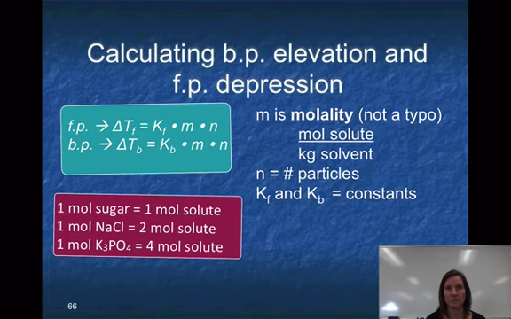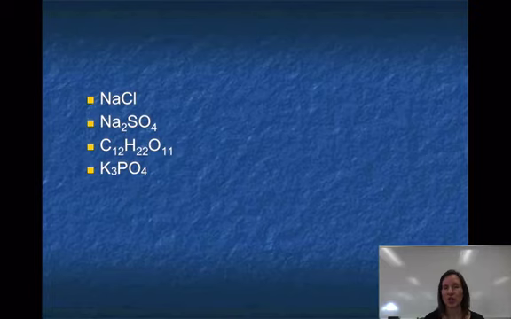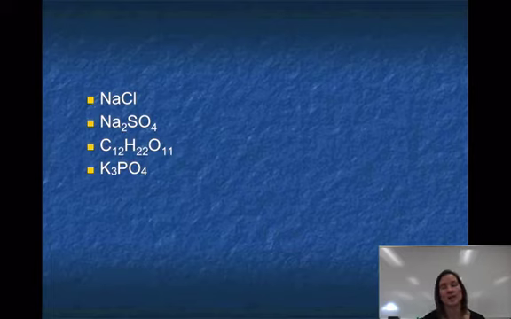And then you multiply that by a constant to see how the boiling point or the freezing point changed. So here are 4 potential solutes for us to look at. The first one would dissociate into 2, so N would be 2. The second one, sodium sulfate, would separate into 3, so your N would be 3. The third one is a polar molecule, so that will dissociate into 1, and then you have that potassium phosphate example again, which will go into 4.